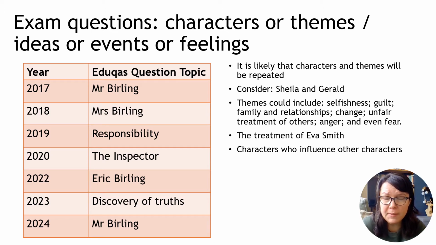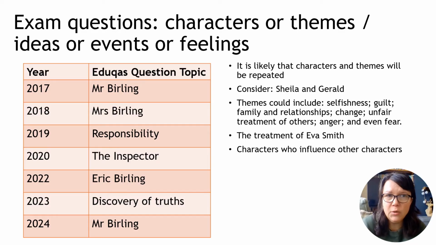Another thing that could come up is the treatment of Eva Smith. Even though she is not a character who appears in the play, her story is obviously the catalyst for the events in the play, and so she may be someone that comes up as a named question in the exam. Characters who influence others, characters who have power over others, all sorts of questions.